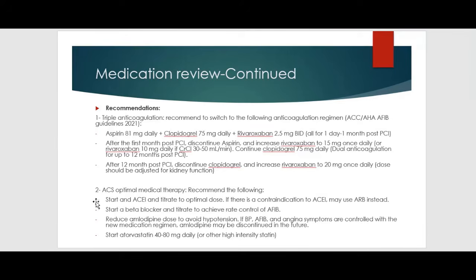Number 2, ACS, optimal medical therapy. So the optimal medical therapy for acute coronary syndrome, I recommend the following. Start an ACE inhibitor and titrate to optimal dose. If there is a contraindication to ACE inhibitor, you may use an ARB instead.